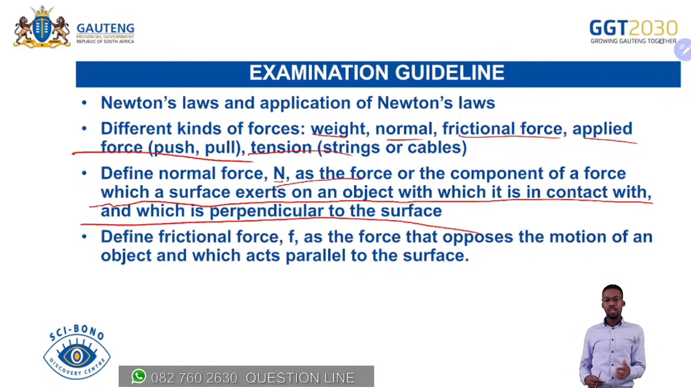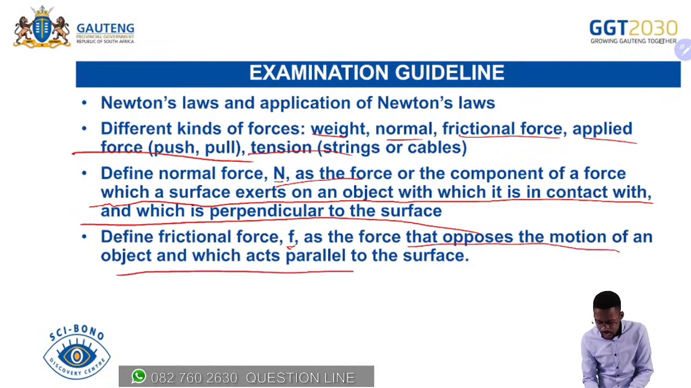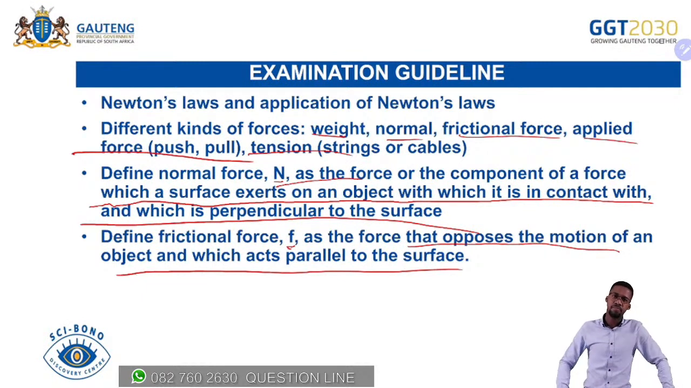Define frictional force, and you are given the symbol. This is the acceptable symbol for frictional force. So define frictional force as the force that opposes what? The motion and acts parallel to the surface. So this is how you should define frictional force. That it is the force that opposes the motion. And it acts parallel to the surface.